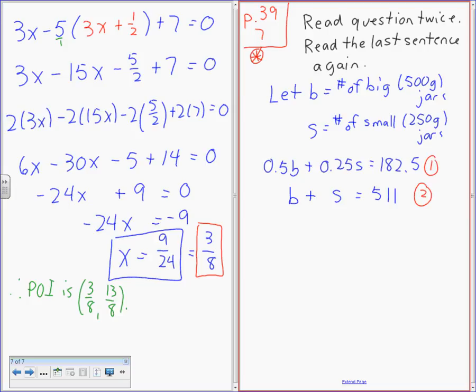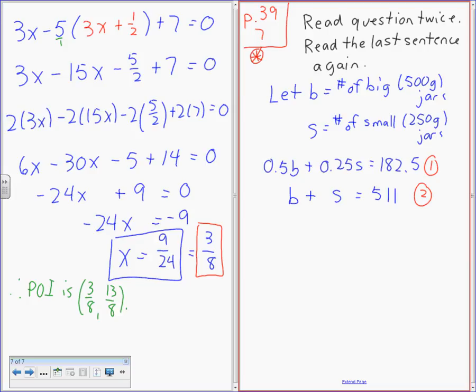Okay, this is without a doubt the most important type of question, because this is one of the easy questions. This is an easy style question going to be on your test. We'll go through the hard style question, which is 11, coming up in a sec. So where this came from, it said the total mass packed was 182.5. So we had our first equation dealing with mass. The second one just deals with the number of jars.